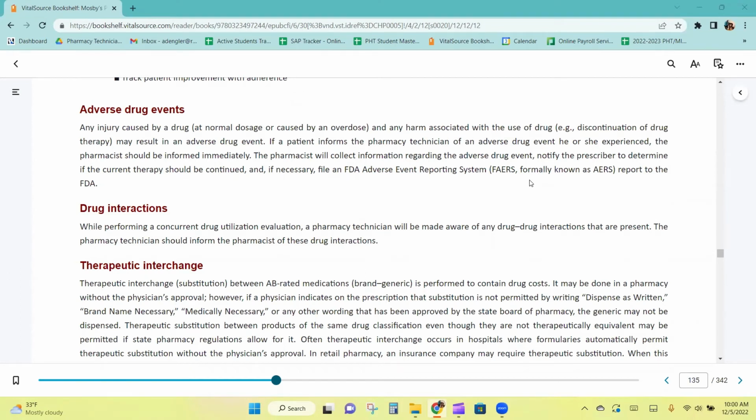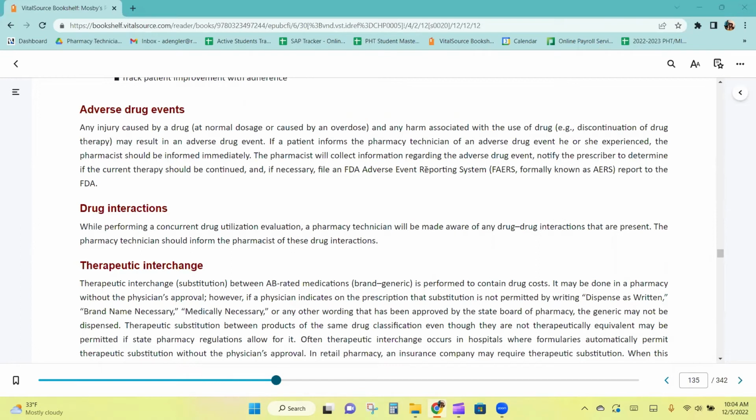Any injury caused by a drug and any harm associated with the use of a drug may result in an adverse drug event. If a patient informs the pharmacy technician of an adverse drug event he or she experienced, the pharmacist should be informed immediately. The pharmacist will collect information regarding the adverse drug event, notify the prescriber to determine if the current therapy should be continued, and if necessary, file an FDA Adverse Event Reporting System report to the FDA.